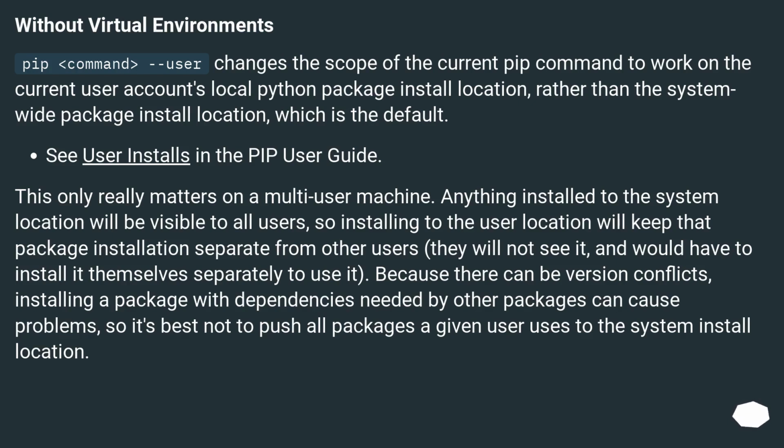Anything installed to the system location will be visible to all users, so installing to the user location will keep that package installation separate from other users. They will not see it, and would have to install it themselves separately to use it. Because there can be version conflicts, installing a package with dependencies needed by other packages can cause problems, so it's best not to push all packages a given user uses to the system install location.